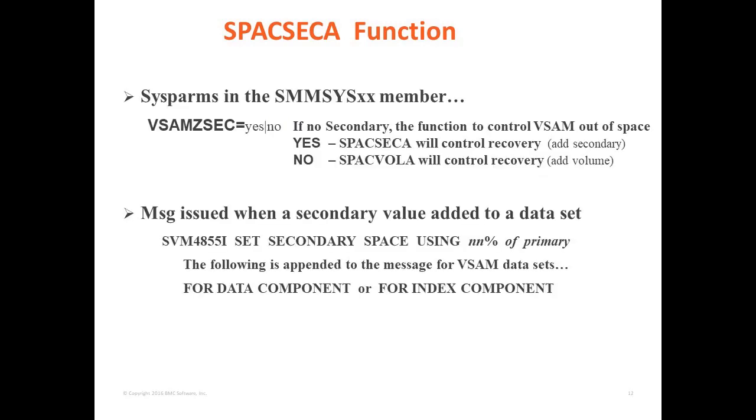There's a global sysparm, vsam-zsec, which is used to determine if SPACSECA or SPACVOLA will control the recovery. If the keyword is set to yes, then SPACSECA will provide the action to add secondary space. If the value is no, then SPACVOLA, that's volume add function, will control the recovery. We will discuss SPACVOLA later in the session. The message is only if the secondary is added, stating the percentage of the primary space value. If the dataset is vsam, then additional information about the data or index component will be displayed.